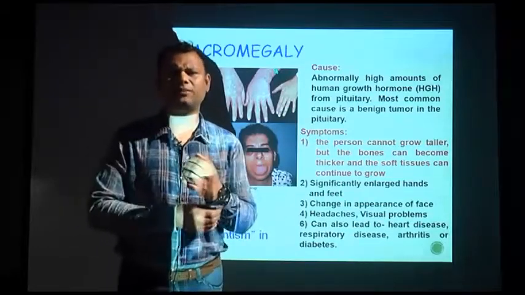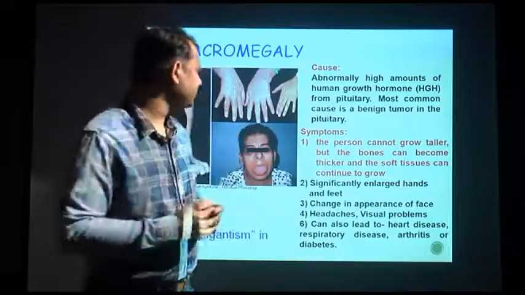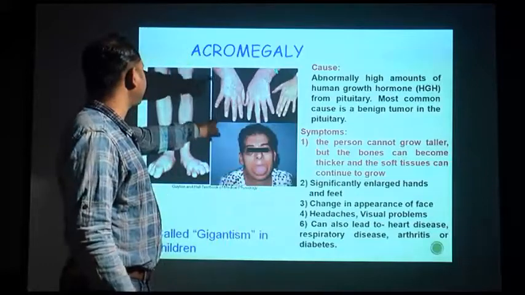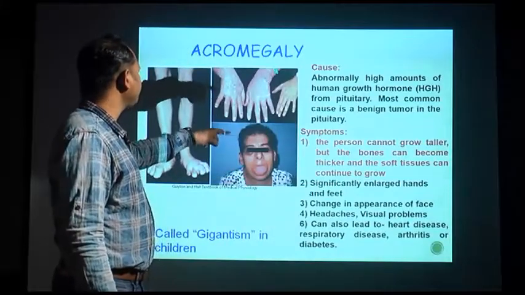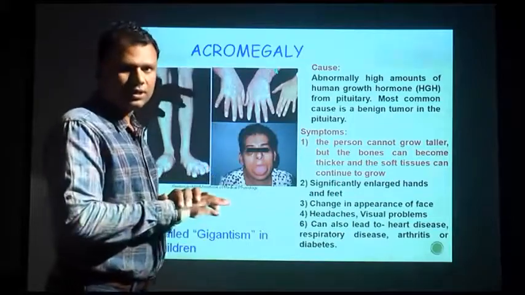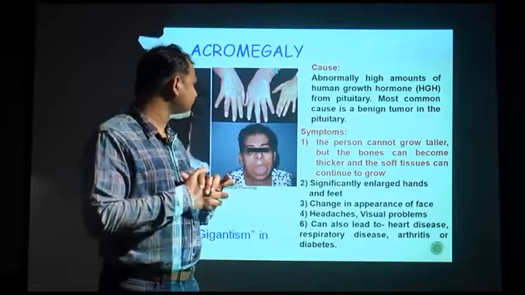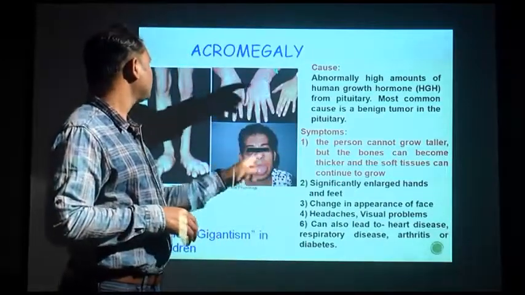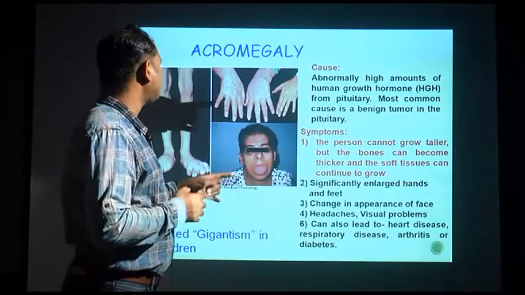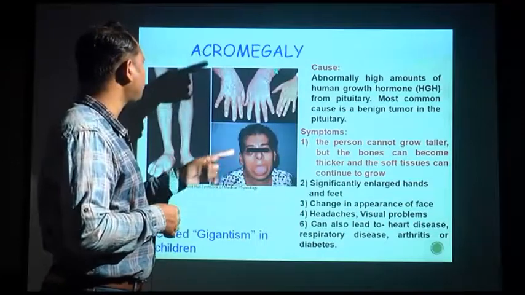So ultimately you will find a baggy appearance of your body. So that is significantly enlarged hand. In this diagram you can see this left one is your acromegaly. These two persons are of same age, same body actual age, but you can see the size of their hands. The hand is almost 2 to 3 times bigger as compared to a normal person.